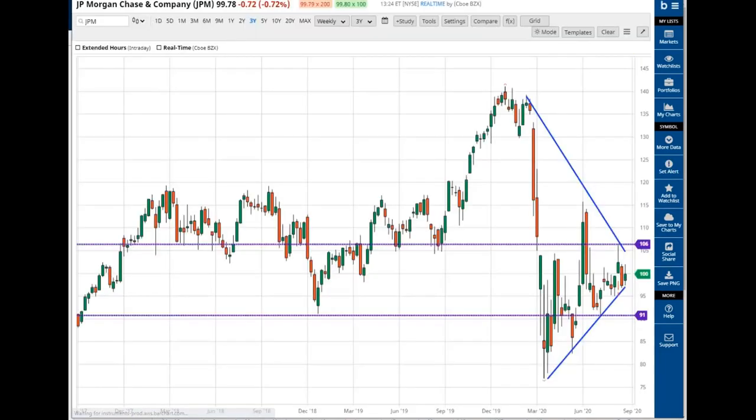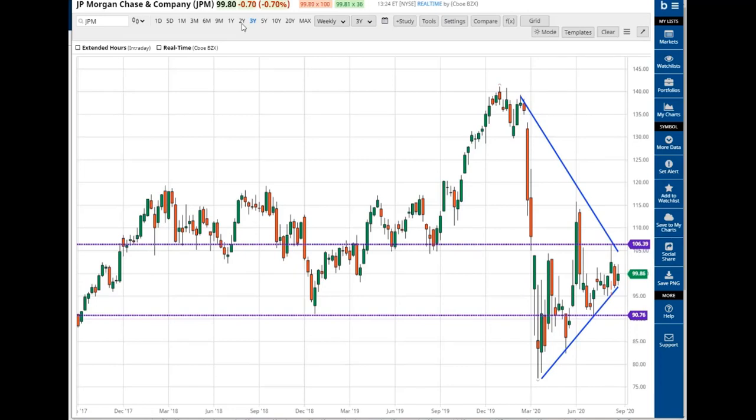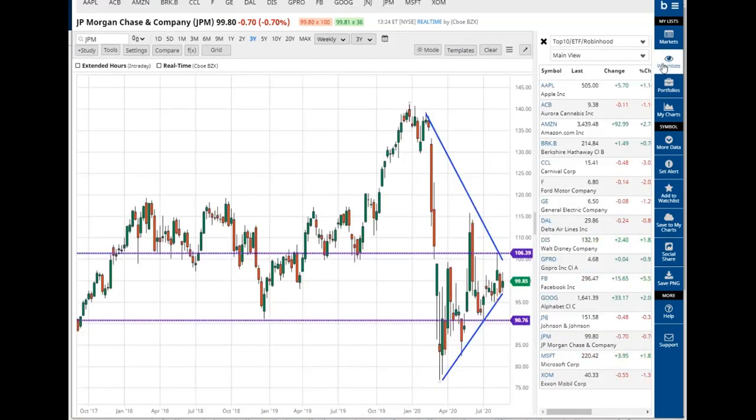I've been showing you all this price action inside of the interactive chart, and I really like to come inside of the dashboard. Now, before we go to this market, I want to go back to my watch list. Here's my watch list of all my stocks that I found in that top 10 ETF and Robinhood. And one of the ones that I noticed was JP Morgan.